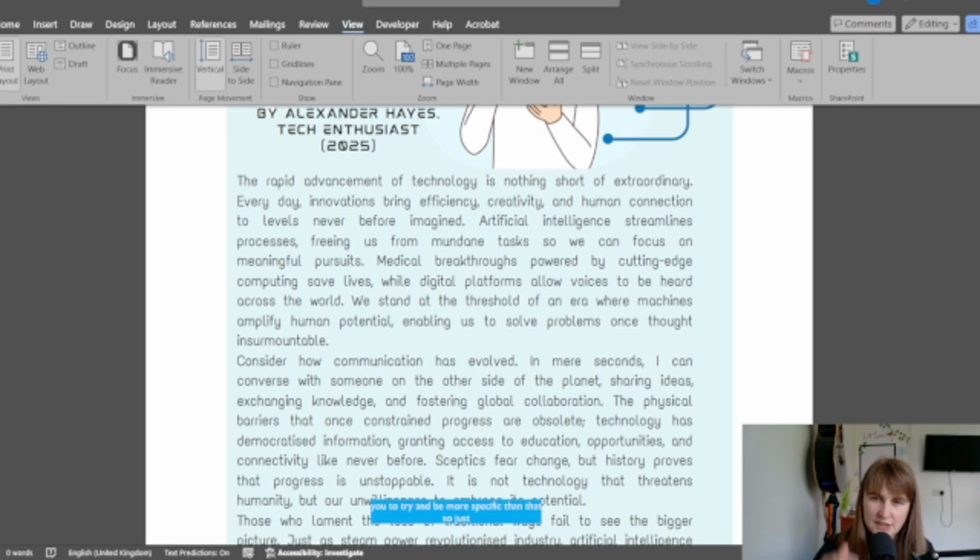So just a couple of sentences on your notepad. This writer thinks blank. Okay, so what do they think about technology? So just a few minutes and then we will feed back.